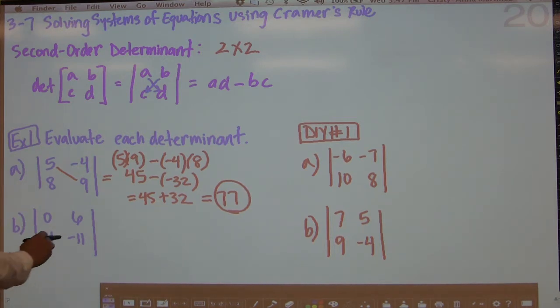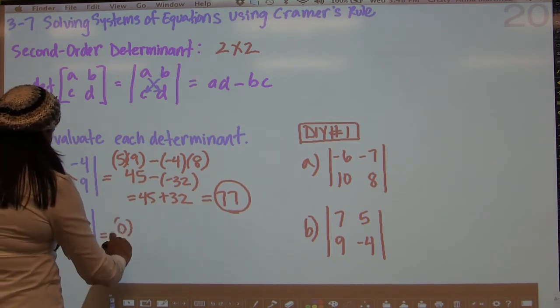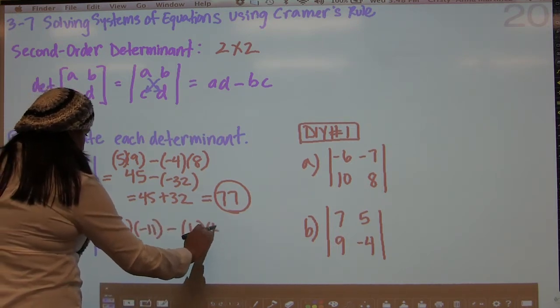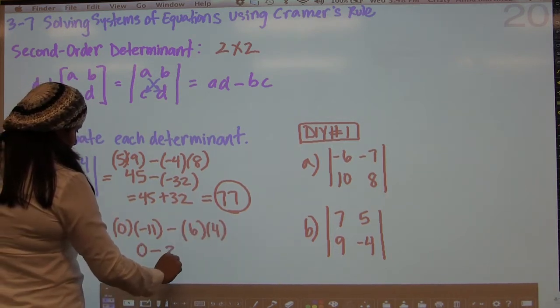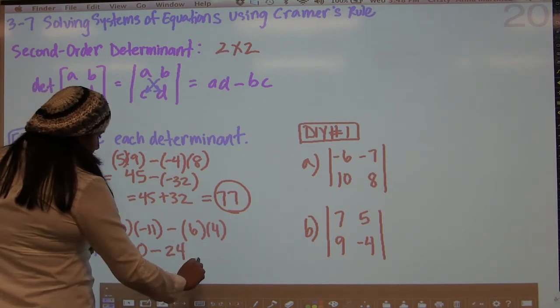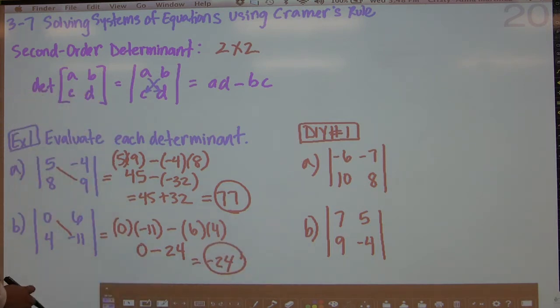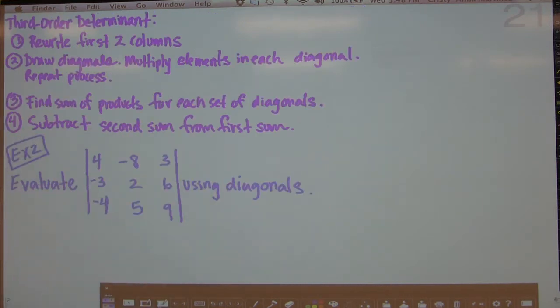So we'll try that one more time in part B. So we're going to do 0 times -11 and subtract 6 times 4. And so 0 times anything is 0, and 6 times 4 is 24, so we get 0 minus 24. So this time my determinant is -24. And that is basically how you find a second order determinant. So now I'm going to leave you to do it yourself number 1, and then we will go on to our next example. And that is going to be a little bit more of a process here.